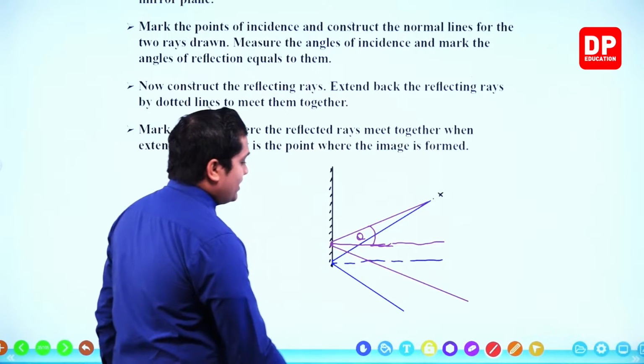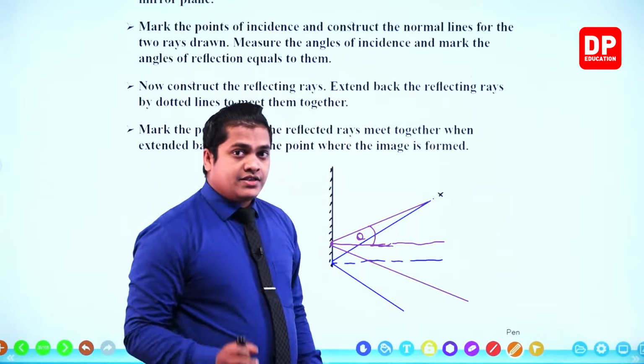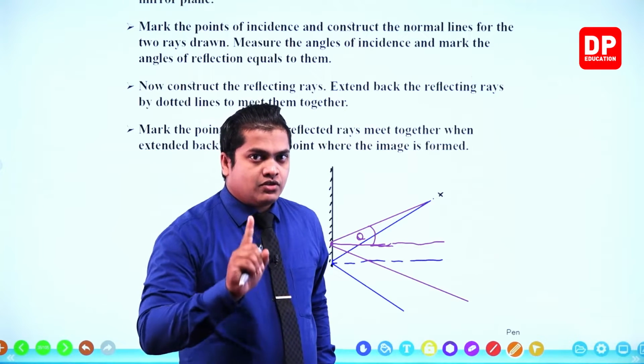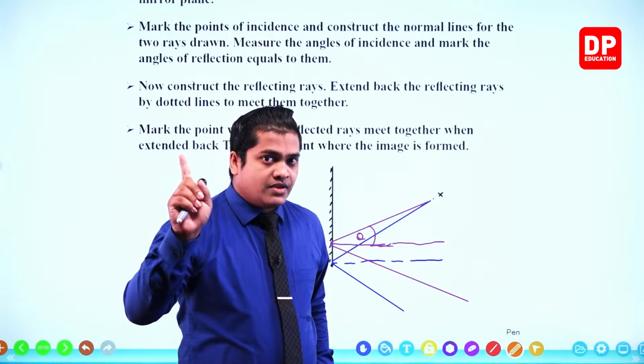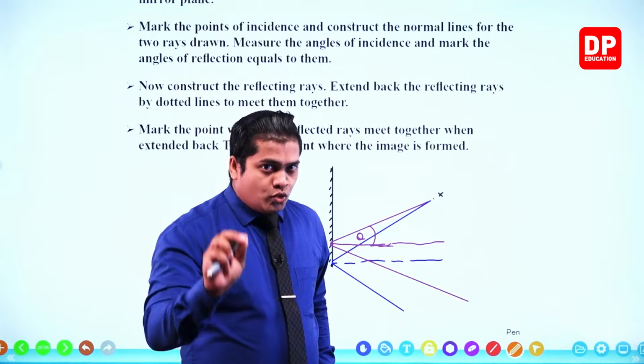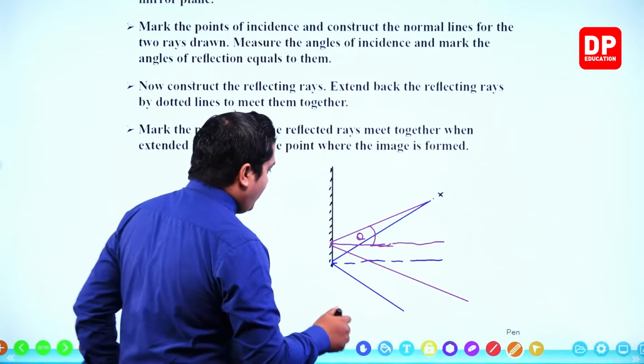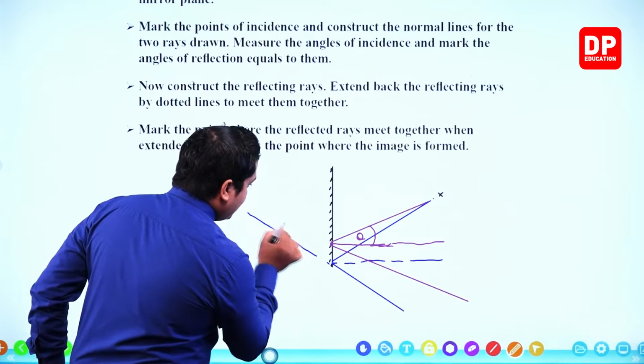Now, can you remember, my dear children, we observed the image within the mirror, not from the outside. We observed the image within the mirror. So, you know that the image is going to be created within the mirror. So, what do you have to do? You have to join these two lines like this.